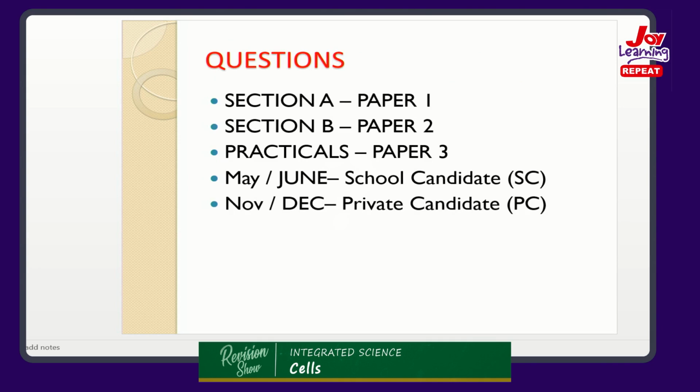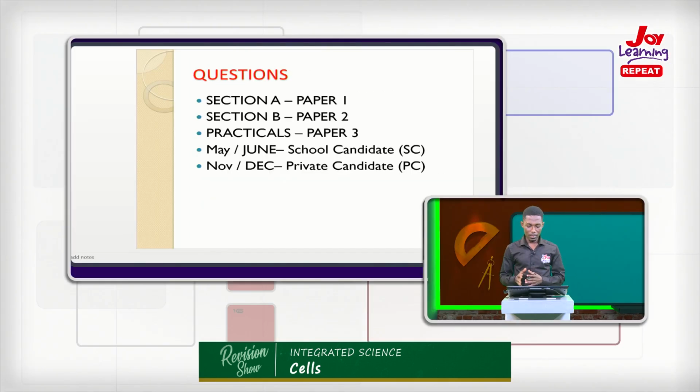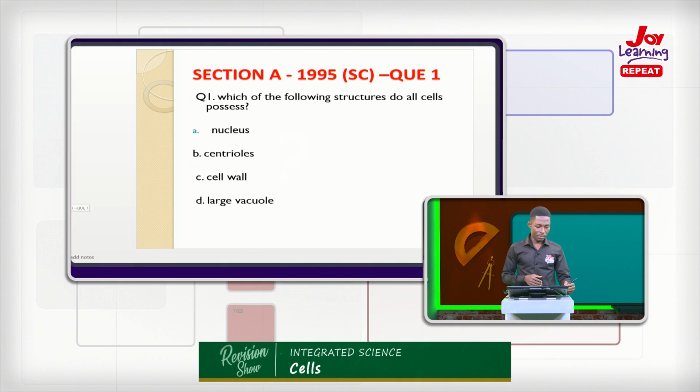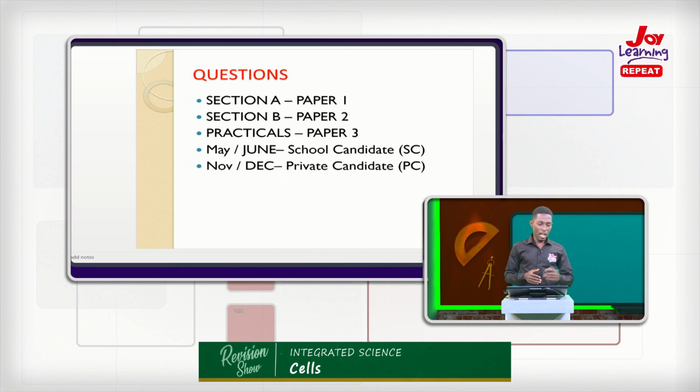Now we will move on to the question zone. Mostly you are fans of calling section A, section B, and the practical, so we use it like that. Formerly, we used to call the school candidate paper May, June, and the NOVDEC private candidate is now called the private candidate. So when you look at the question, you modify it as such. As we are about to go on to the questions, revise your notes, then you can call in and answer the questions that we are going to put on the board. Where you get it wrong, we would help correct you.